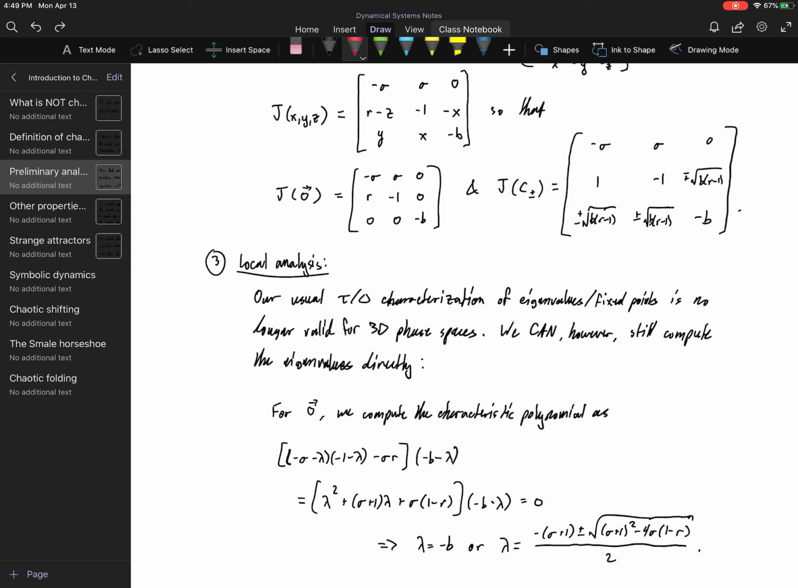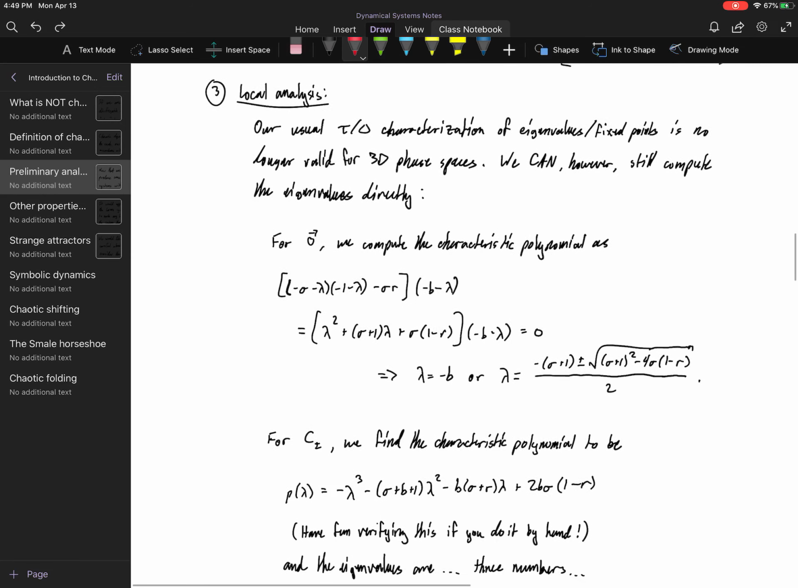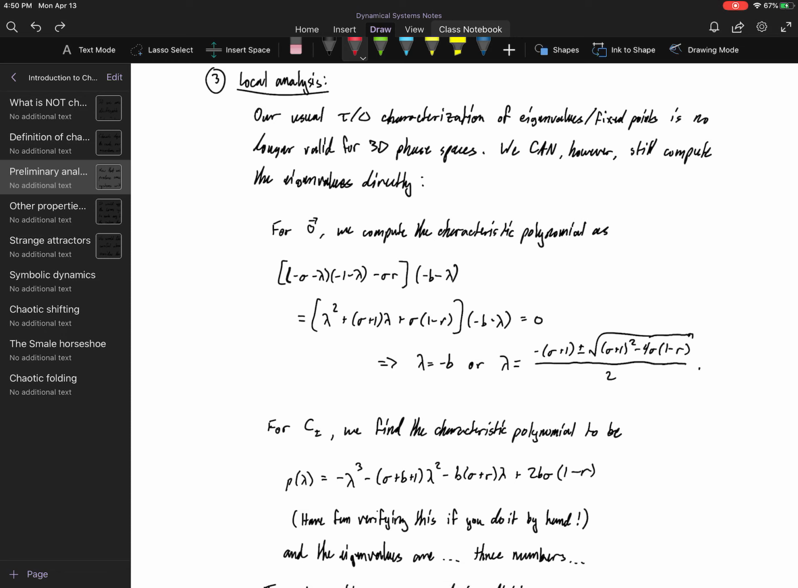So our eigenvalue dichotomy here, or that characterization of eigenvalues and fixed points, no longer applies. We can't use it. However, we still can compute the eigenvalues directly. It's a little bit more painful, but we can still do it. At 0, the eigenvalues of J0 can be found thusly, and you will see that there's this nice factorization where I can pick up a lambda equals minus b, and lambda equals this mess from the quadratic formula.